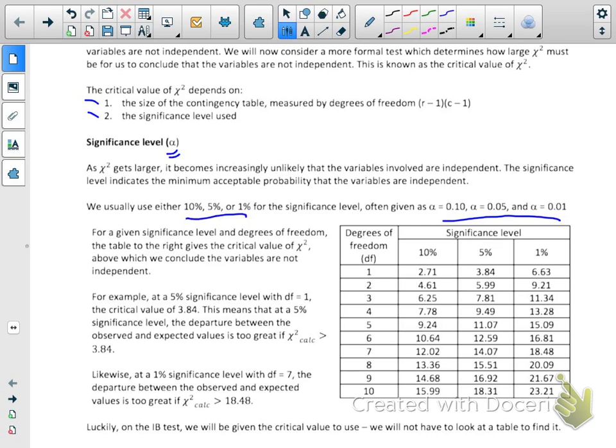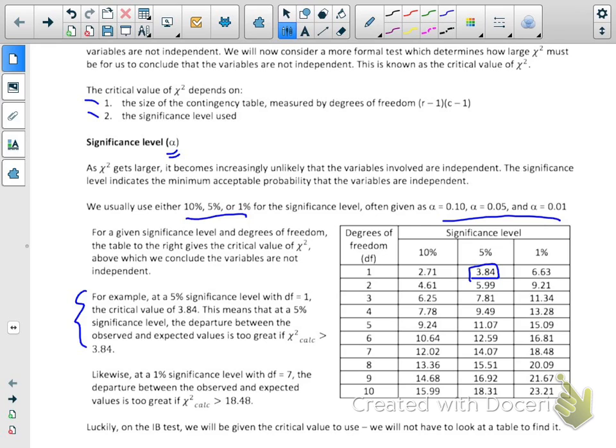So, for example, at a 5% significance level, with degree of freedom 1, 3.84 is my cutoff. If I'm higher than that, then we would reject our hypothesis. If it's less than that, then we would accept it.